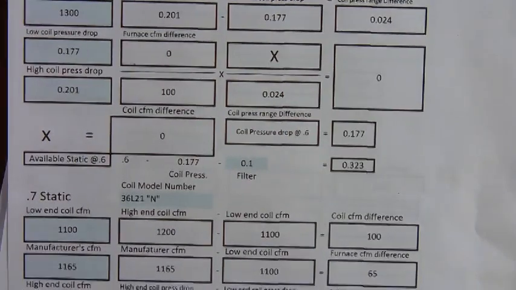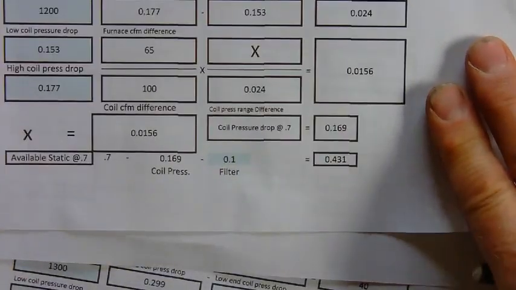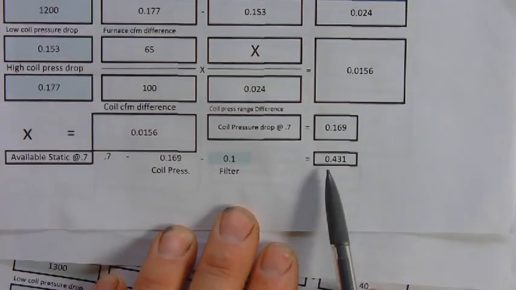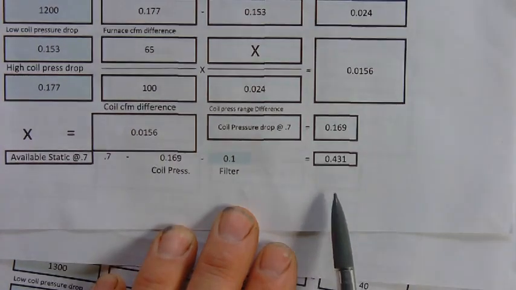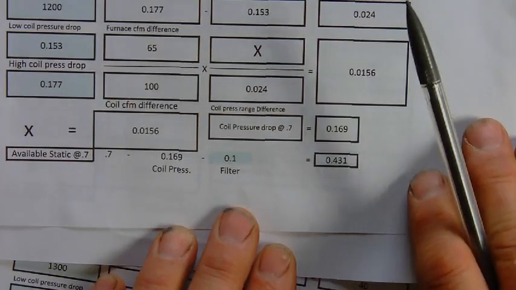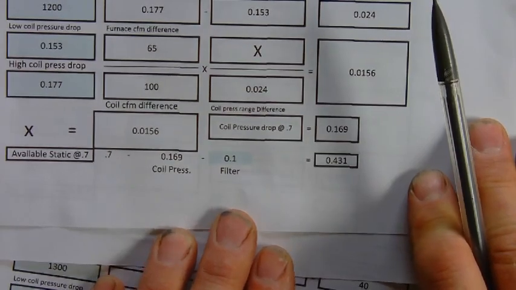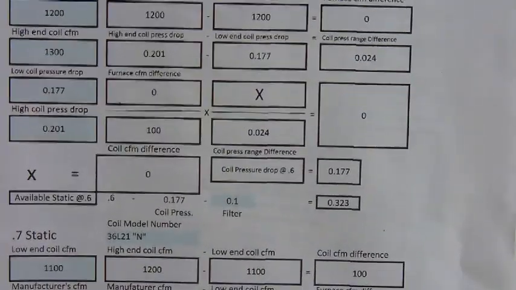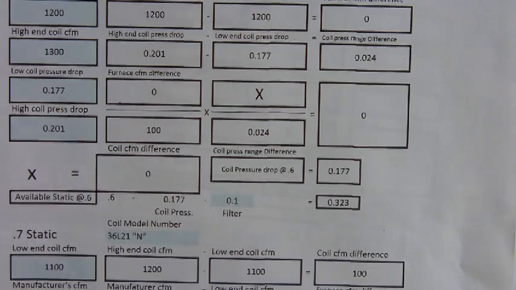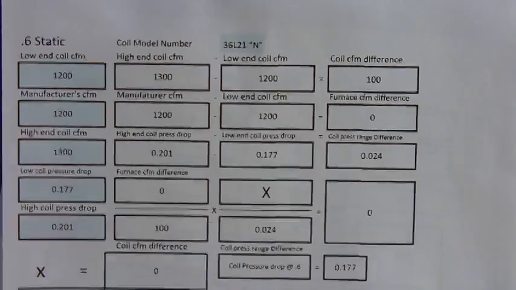static pressure. And just to verify, we substitute in at 0.7, and we find that our available static pressure is 0.43, and therefore this 0.7 is too high, and so that's not a good external static pressure to use. So based on the equipment available, we're going to use a 36L21N coil, and the furnace will operate at 0.6 inches of water column static pressure.